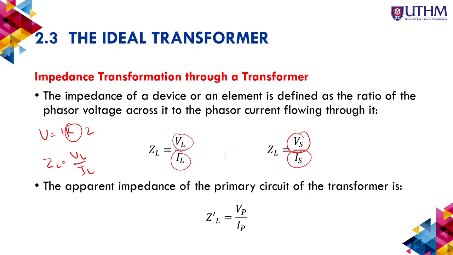So the load is actually at the secondary side, but we want to refer or transfer the load to the primary side. Okay, so you can see that the apparent impedance of the primary circuit of a transformer is Z prime. They call it Z prime. It's not a Z but a Z prime, because of the transfer.